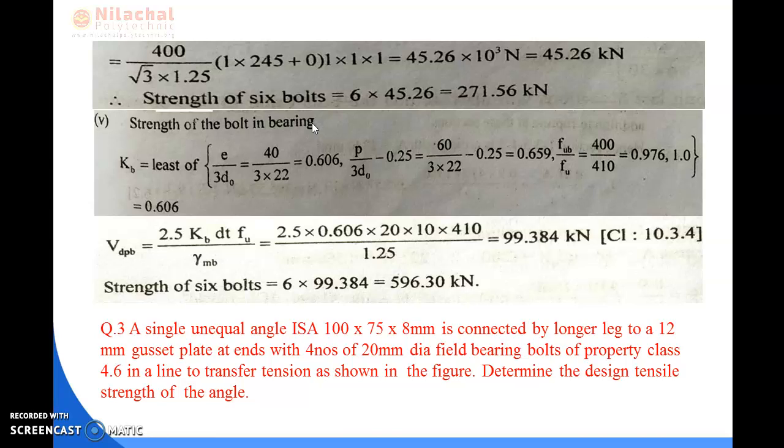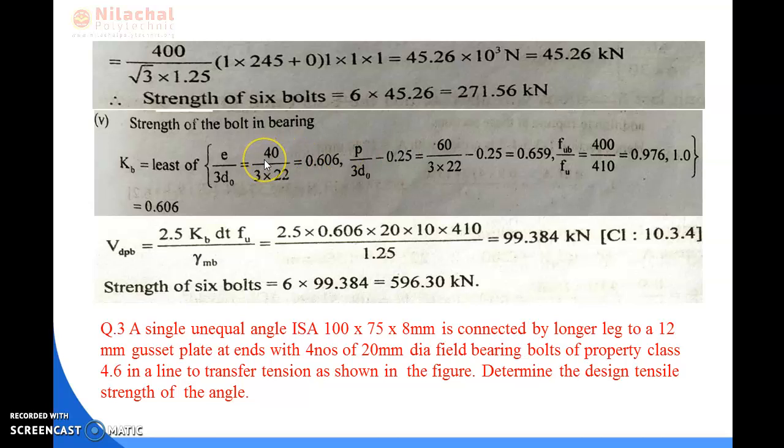So, in case of bearing, the formula is VdPb equal to 2.5 kb d t Fu divided by gamma mb. So, here we need to calculate kb first, which is the minimum of these four values. So, first one is e by 3d0. Second one is p by 3d0 minus 0.25. Third one is fub by fu. And fourth one is 1.